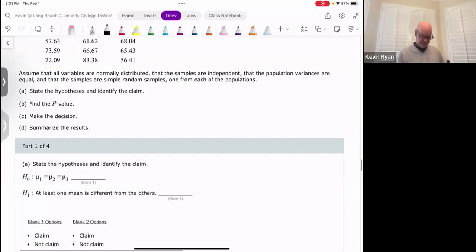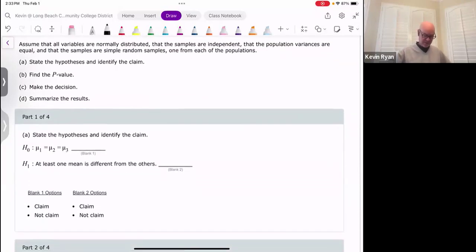All right, state the hypothesis. We're going to go on the assumption that all of the means are the same. This is not the claim. At least one mean is different from the others. This is the claim.